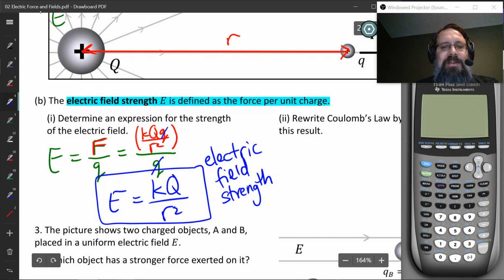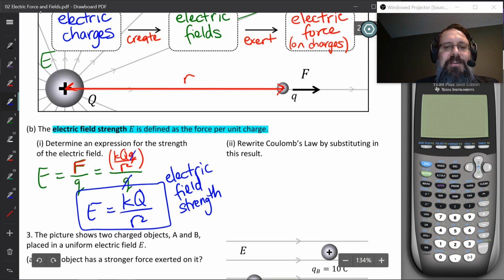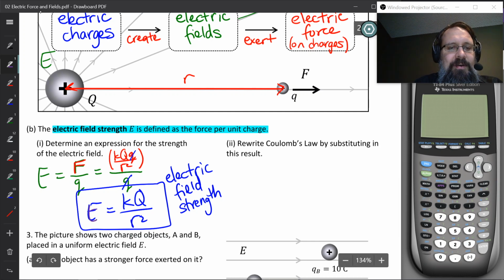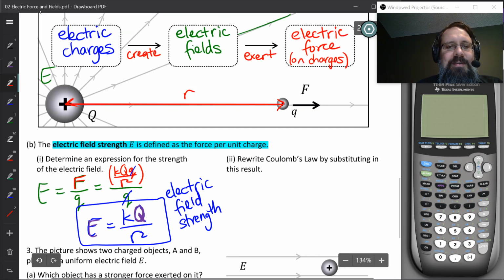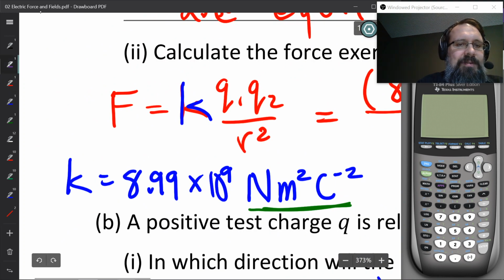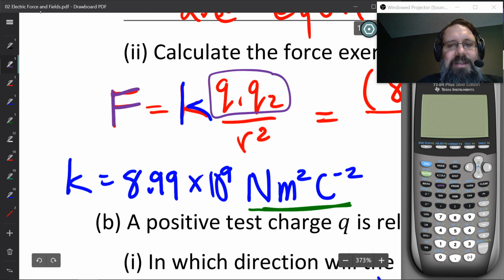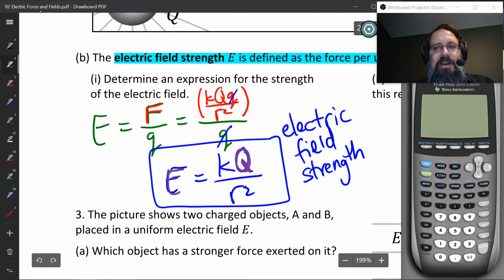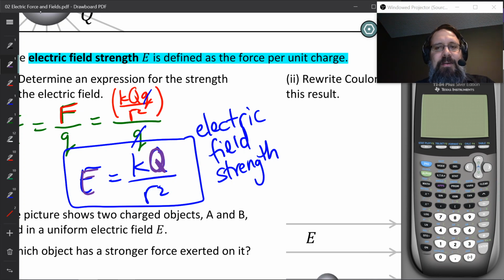But that's just the field that one charge creates. So you can imagine if there's another charge, you're going to have to run this equation for however many charges you have and then add them all up. So we're just looking at one charge and what it does. The thing that I always like to tell students is that to make an electric field, you only need one charge. But to make an electric force, you need two charges to interact with each other. And that's what this equation is showing us. One charge makes one electric field.